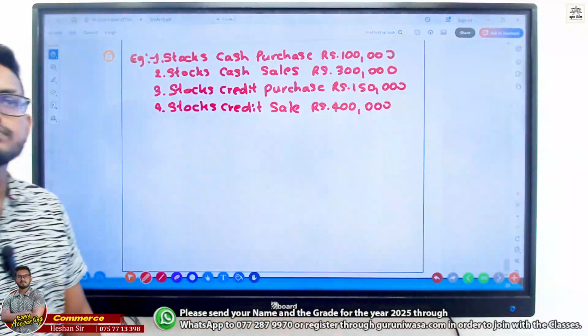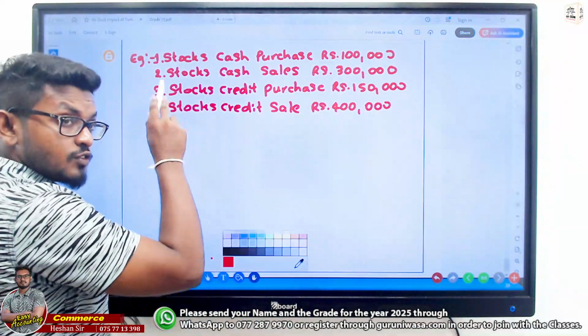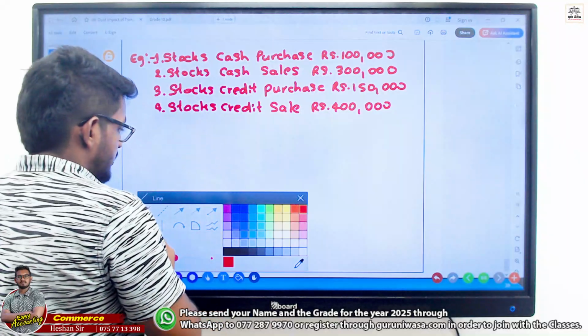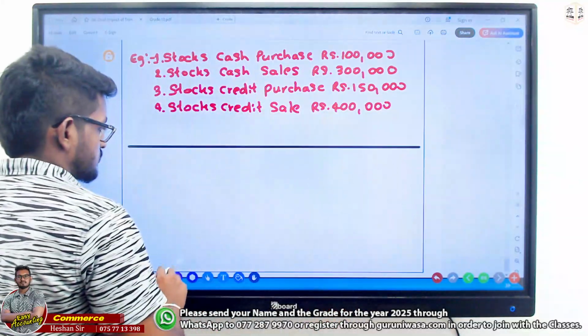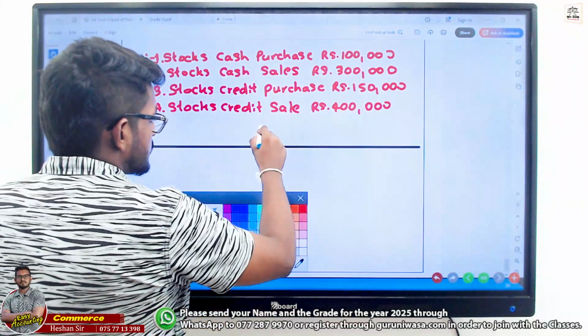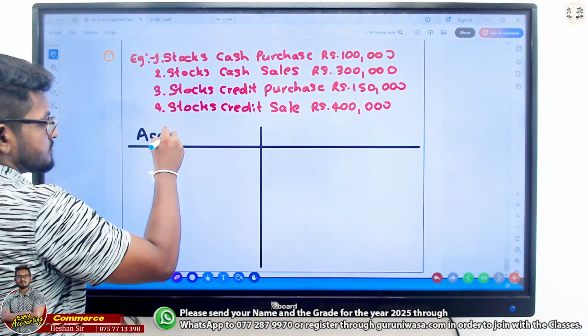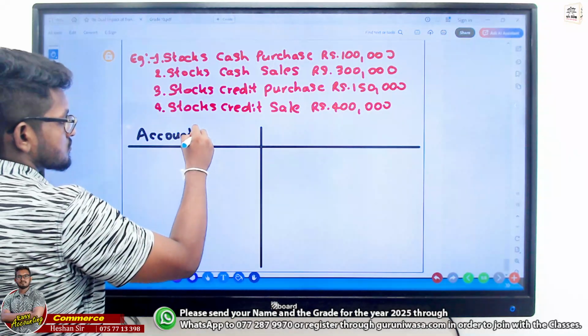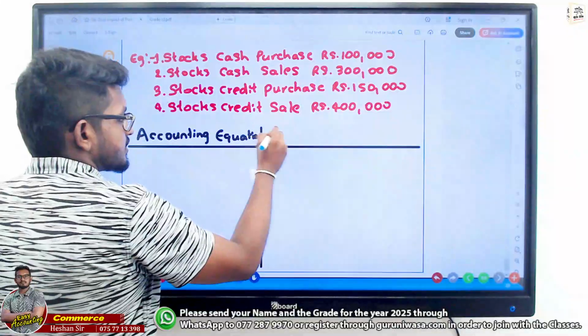Can you hear me? Don't write down because first of all you draw that one. Now don't write because of that. I'll use two ways: the accounting equation and the double entry.